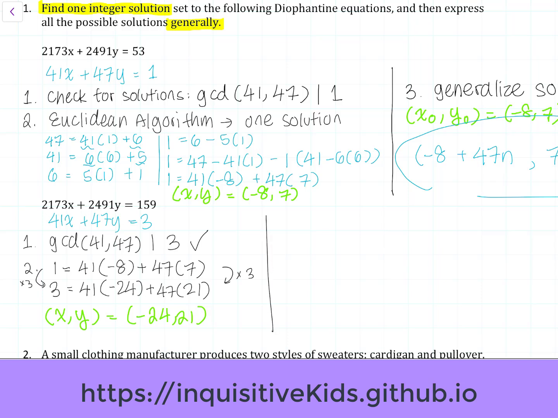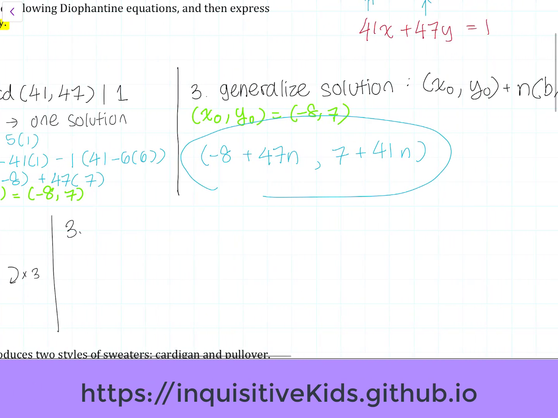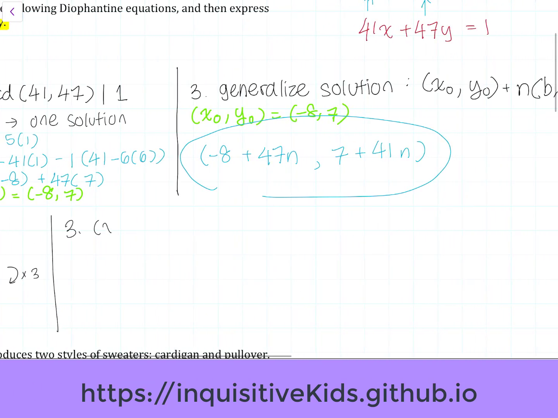But the next step is to find the general solution. Number 3, the general solution. So how do we do that? Again, we use this formula. So the general solution, I'm going to write it again, is x0, y0 plus n, where n is any integer, times the coefficients b, a.